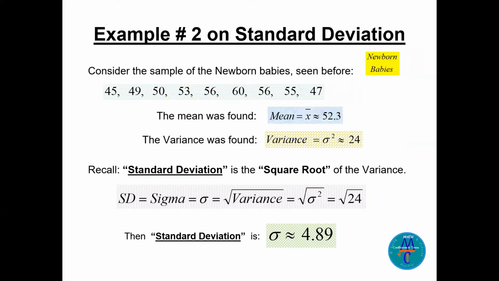Another example on standard deviation for newborn babies. We have found the mean, x dash, which is 52.3. We have found the variance, which is approximately 24. Let's find the standard deviation, which is sigma, the square root of the variance. The square root of 24 will be approximately 4.89.